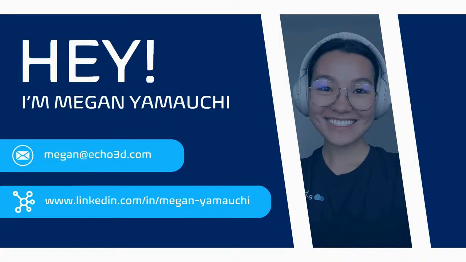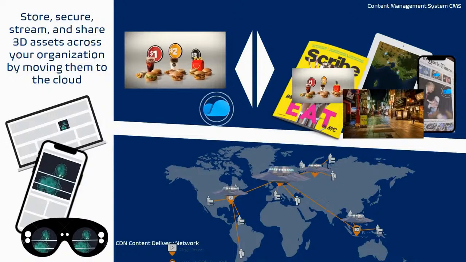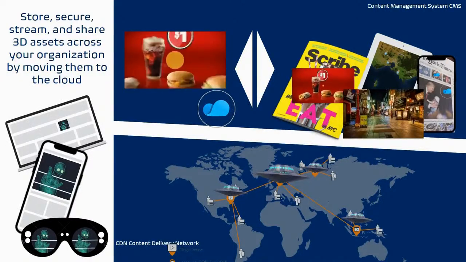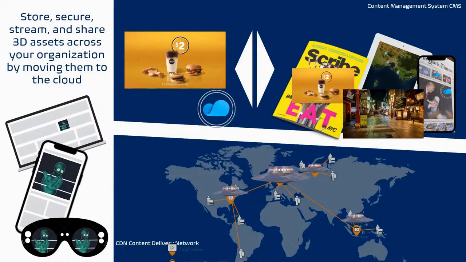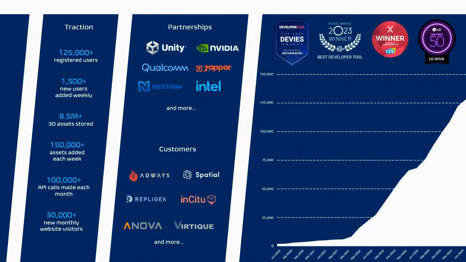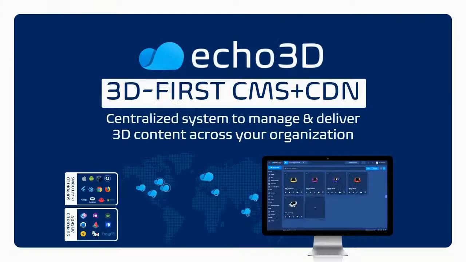Jumping right into things, what is Echo 3D? Echo 3D is a 3D asset management platform for companies to store, secure, and share 3D content in real time across your organization. We help over 100,000 users take control over your 3D content by offering a 3D first content management system and delivery network, compression and conversion tools, collaboration functionality, access permission, versioning and reporting, and a library of more than 800,000 free 3D assets.